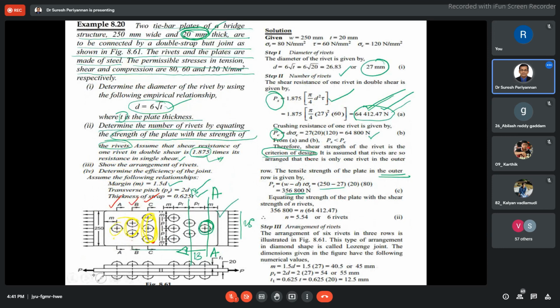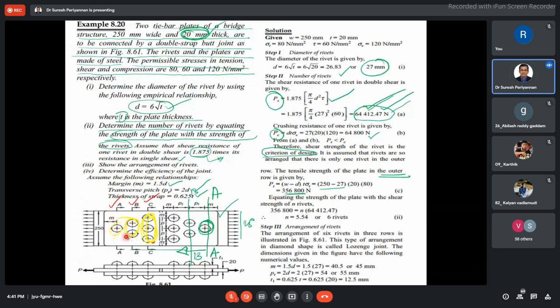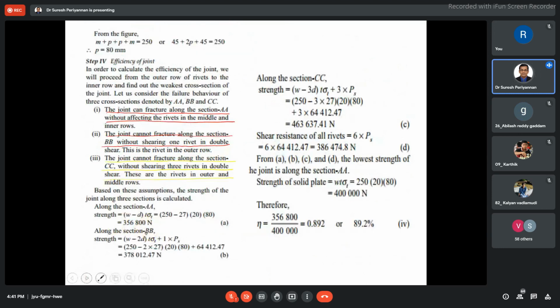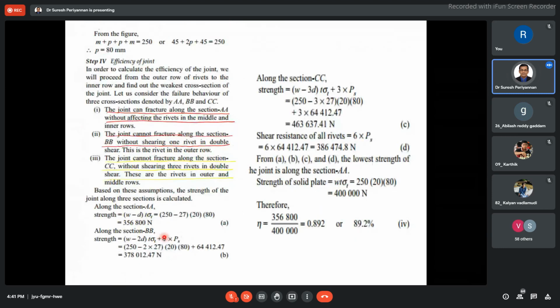When I'm taking section B, as I told you, the joint cannot fracture along section BB without shearing of one rivet in the outer row. Without this shear, it cannot fail. Hence, the first outer-row single rivet is going to fail due to shear. Then I'm designing my BB section with respect to this one. Hence, I'm using 1 into PS. How much is the shear strength of a single rivet?